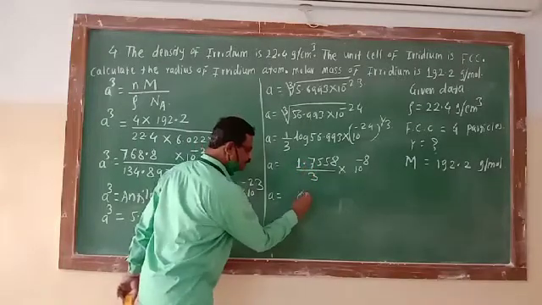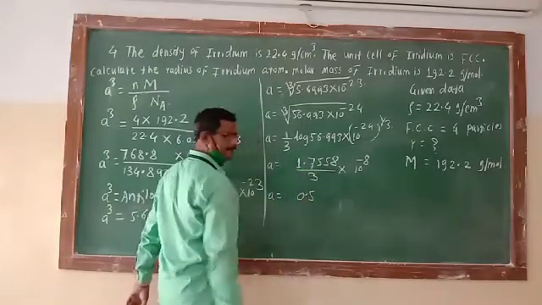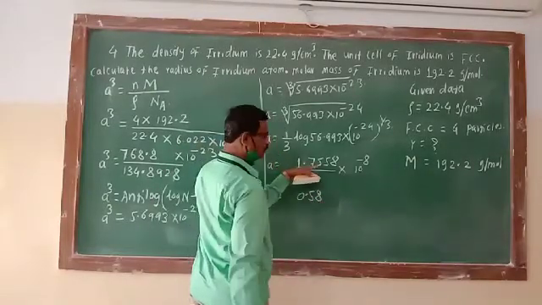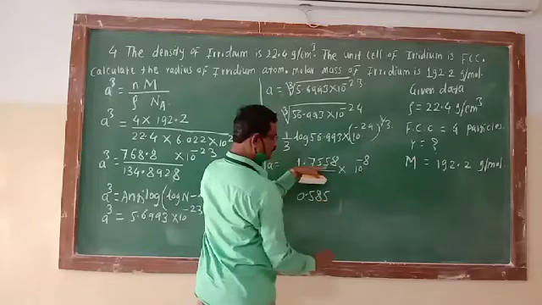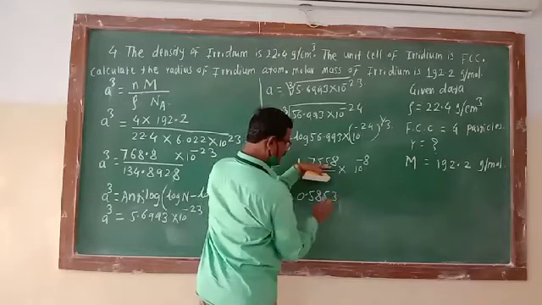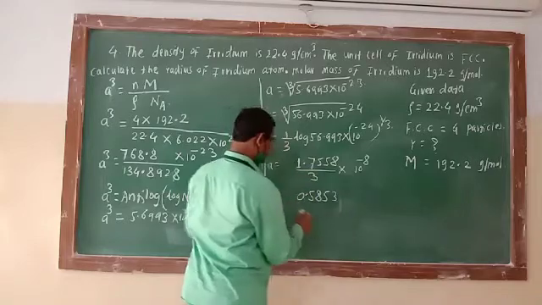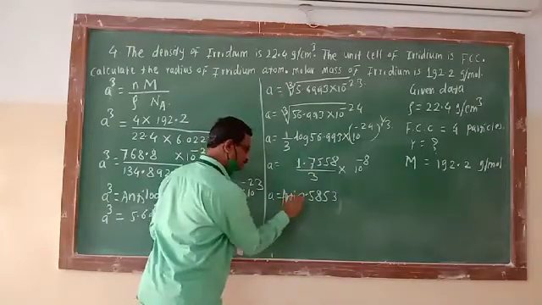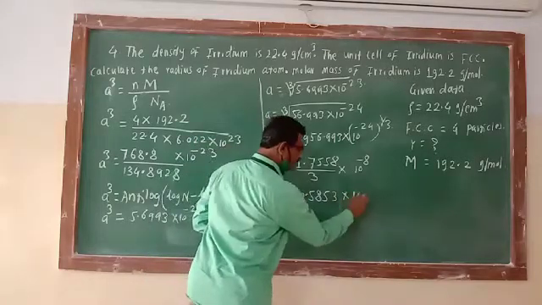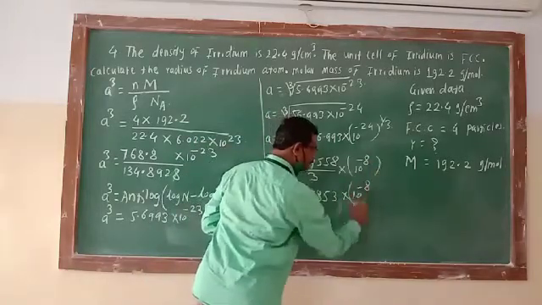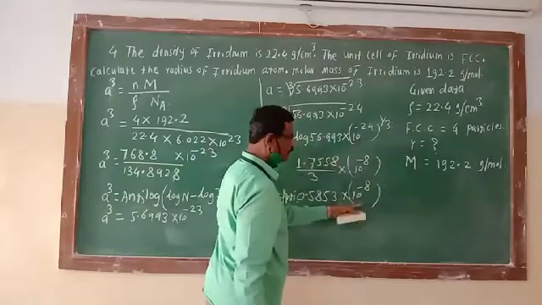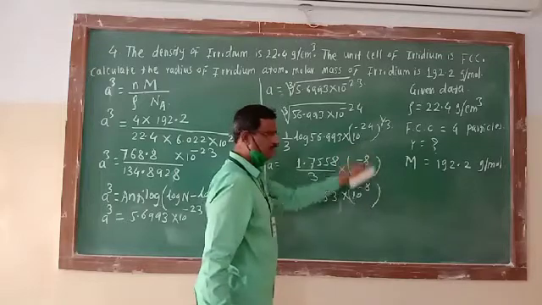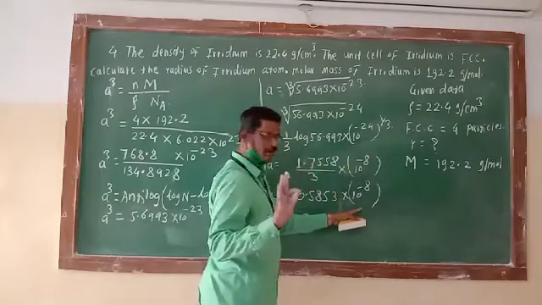3 5s are 15, 3 5s are 15, 2 is there, 3 8s are 24, 1 is there, 3 5s are 15, 3 2s are 6, 3 3s are 9, 0.5853. And now we have to see the anti-log of this term, into 10 raised to minus 8. This we have solved completely. Now there is no question of observing the log of anti-log of this term, because we have solved it completely.